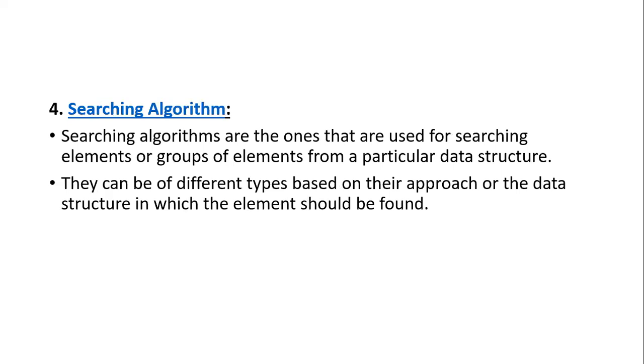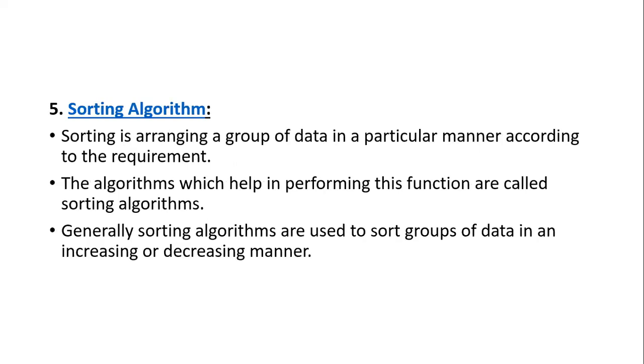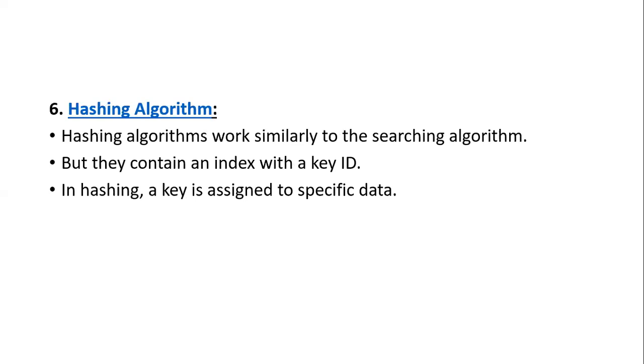Searching algorithm. This is used for searching an element or a group of elements from a particular data structure. There are different types of approaches or data structures in which the element can be found. Next is a sorting algorithm. It arranges a group of data in a particular manner according to the requirement. Performing this function is called a sorting algorithm, to sort a group of data in an increasing or decreasing manner.